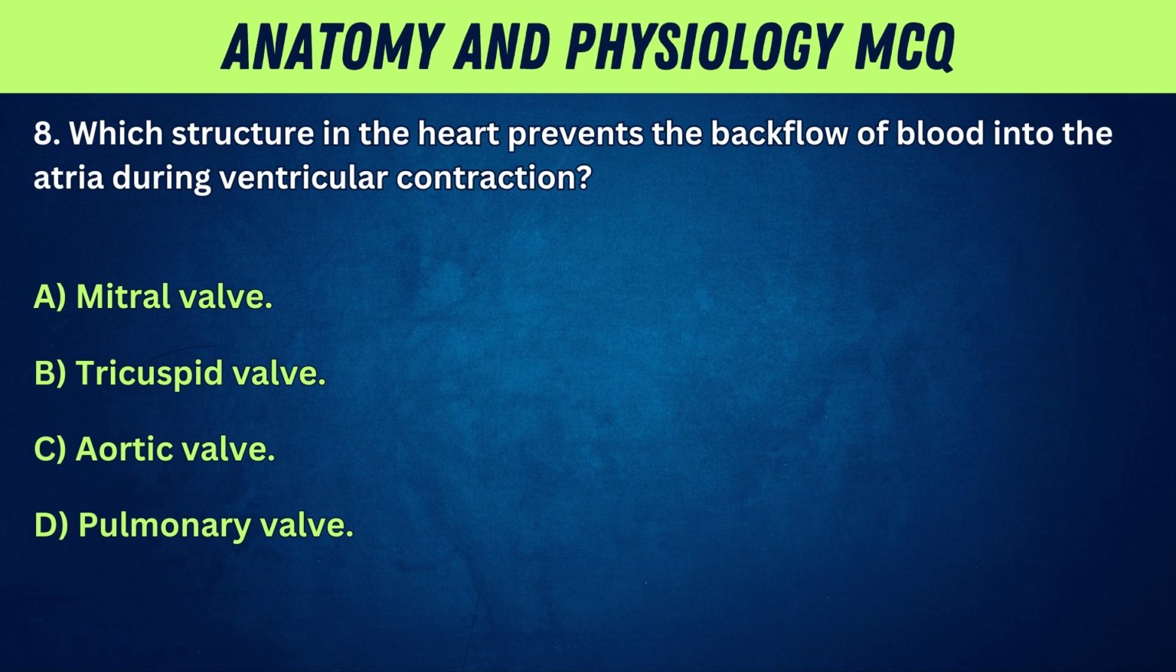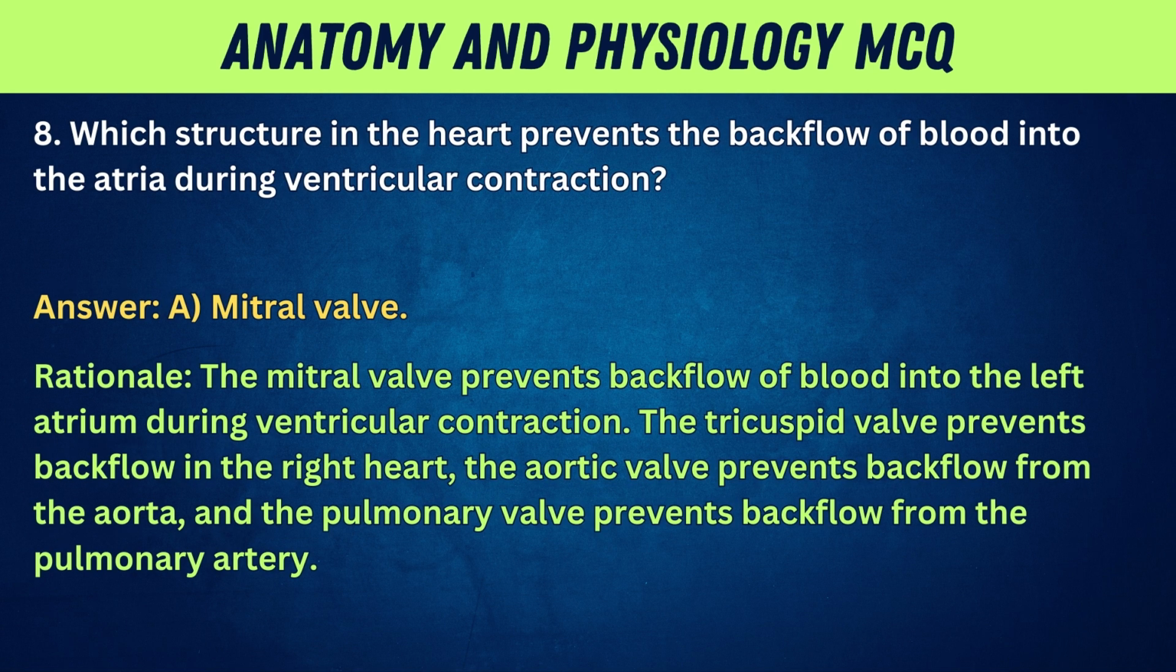8. Which structure in the heart prevents the backflow of blood into the atria during ventricular contraction? A. Mitral valve. B. Tricuspid valve. C. Aortic valve. D. Pulmonary valve. Answer: A. Mitral valve. Rationale: the mitral valve prevents backflow of blood into the left atrium during ventricular contraction. The tricuspid valve prevents backflow in the right heart, the aortic valve prevents backflow from the aorta, and the pulmonary valve prevents backflow from the pulmonary artery.